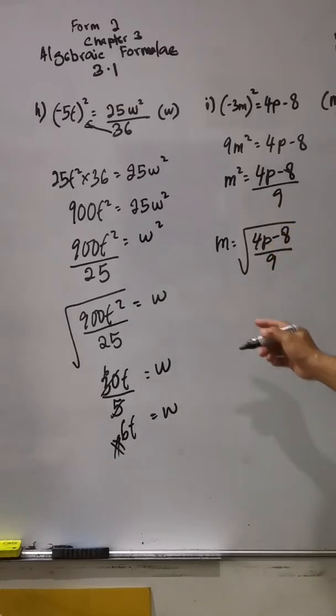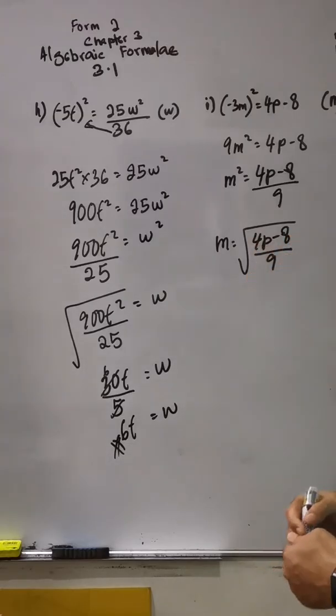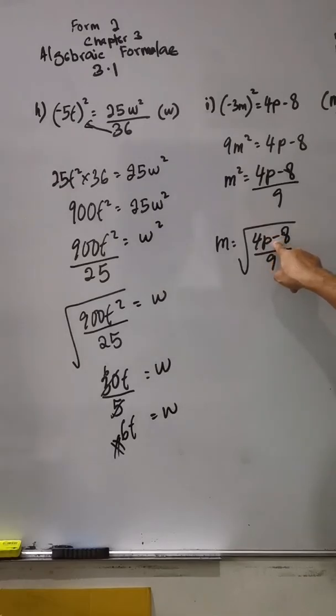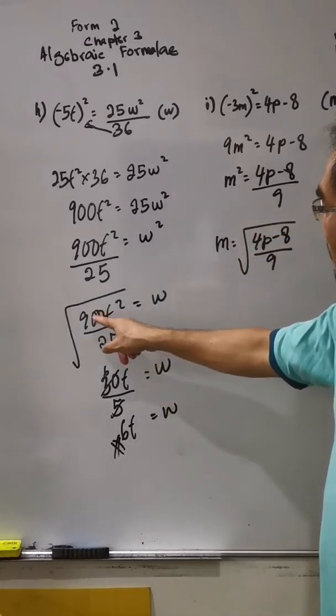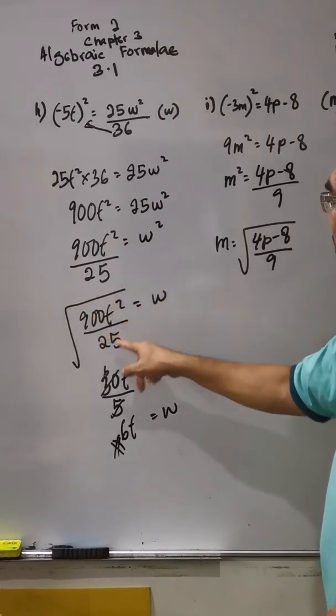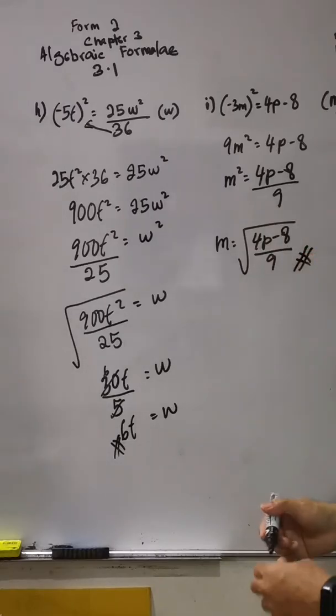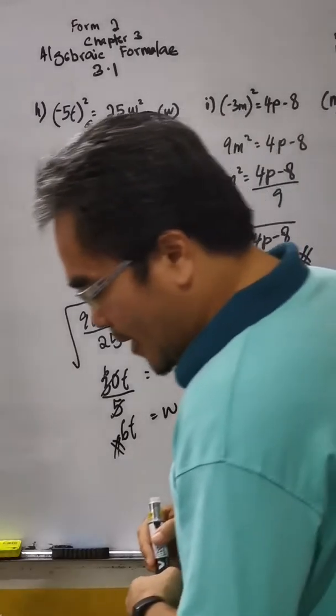Okay, so do we square root 4, square root of 8, square root of 9? Cannot actually, because there is a minus here. If there is plus or minus, you have to solve the equation first before you can find the square root. Unlike this one, this is all multiplication operation. So 900t squared over 25. There is no addition or subtraction. So we can find the square root one by one. Not this one. Okay? Alright, so I believe there is one last one.